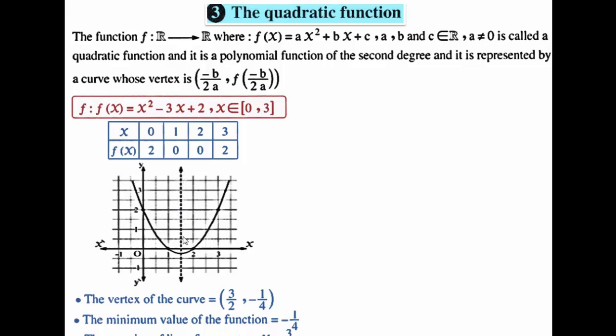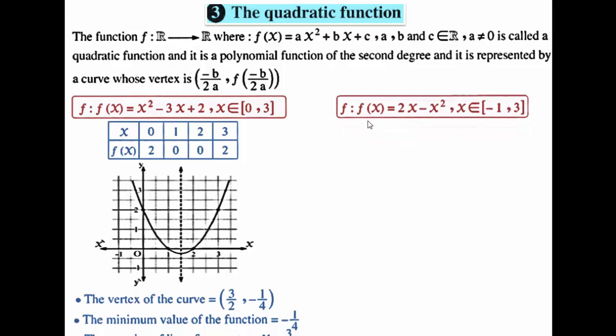Drop a straight line perpendicular to the x-axis at the vertex. It will be here, intersecting at 3 over 2, or 1.5, on the x-axis like that. So the equation of the line of symmetry means the intersection of the straight line which passes through the vertex of the curve with the x-axis. Here it will be the equation of the line of symmetry as shown.